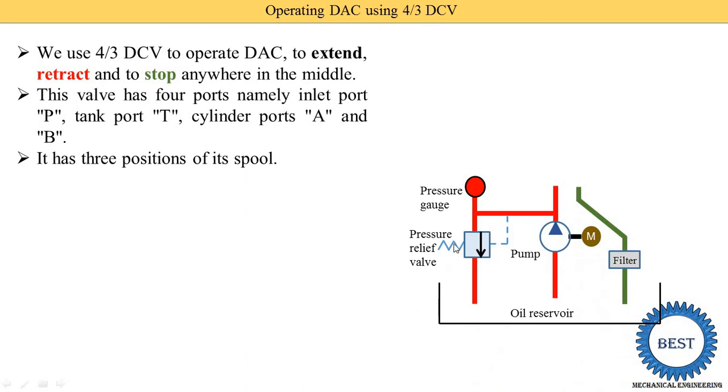Now this is the basic figure that we already use in the general layout of hydraulic systems. This is the oil reservoir in which the oil is stored. This is the suction pipe, pump, and motor. This is the return line, and the filter is provided. In the pressure line you see that a pressure gauge is provided and the pressure relief valve is there.